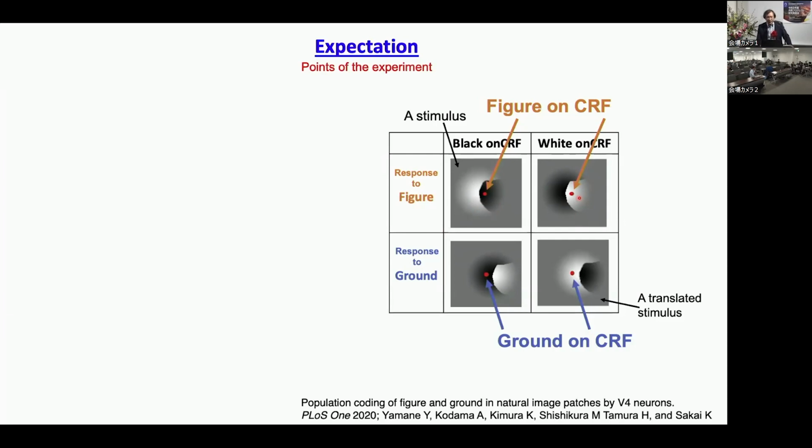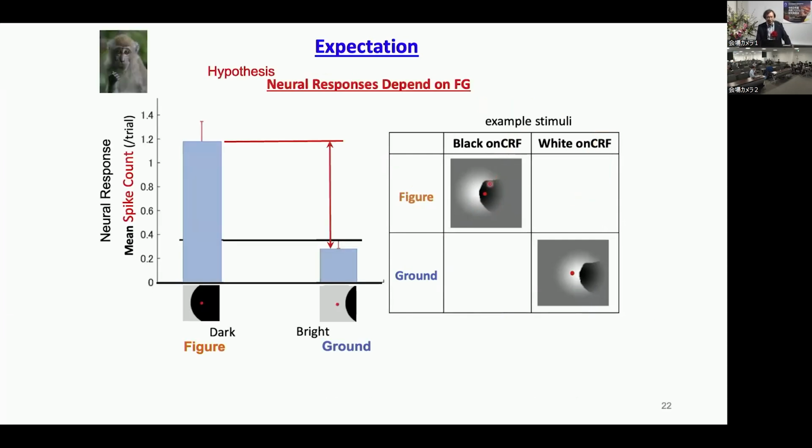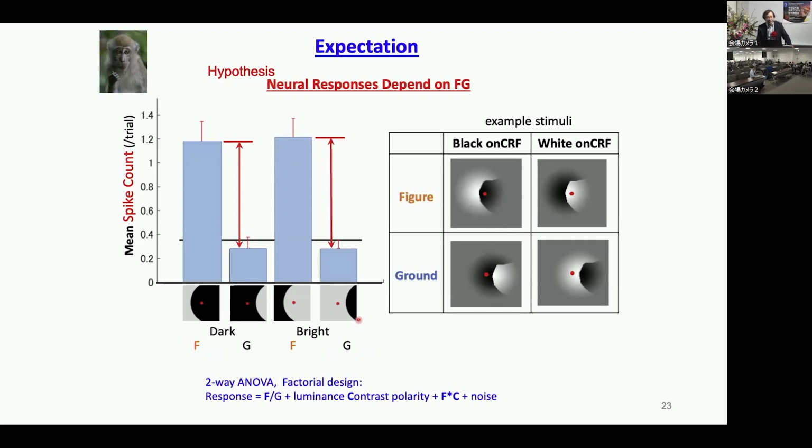And what we expect from this experiment is this. If the cell likes the figure, we expect to observe a stronger response to the figure compared to the ground. So this is what we expect. This is figure-ground modulation. And of course, as I mentioned before, even if we change the contrast, we expect a similar modulation.